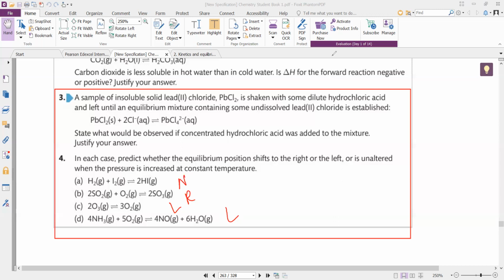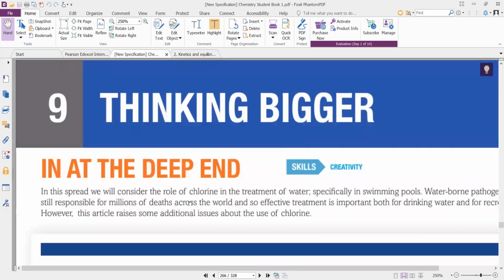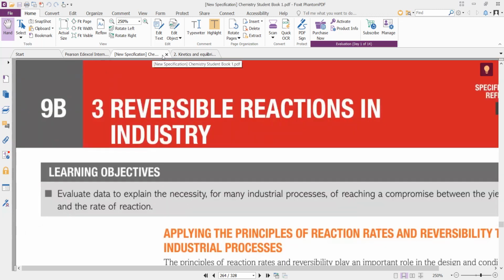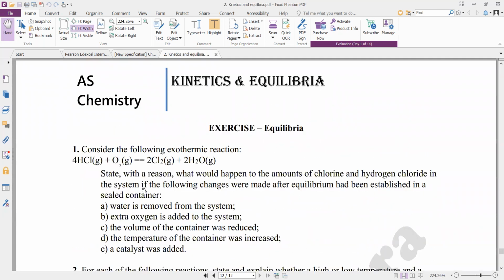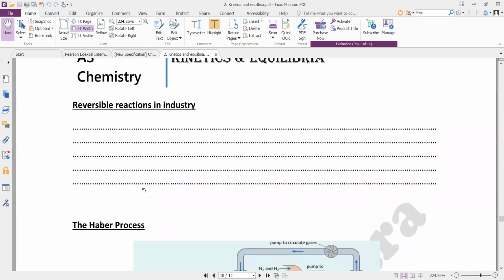Right, okay. Moving on. Equilibrium in industry. Reversible reactions in industry. You have to write it again because that lesson is very important. Therefore, you have to write twice. Reversible reactions in industry. Write down.